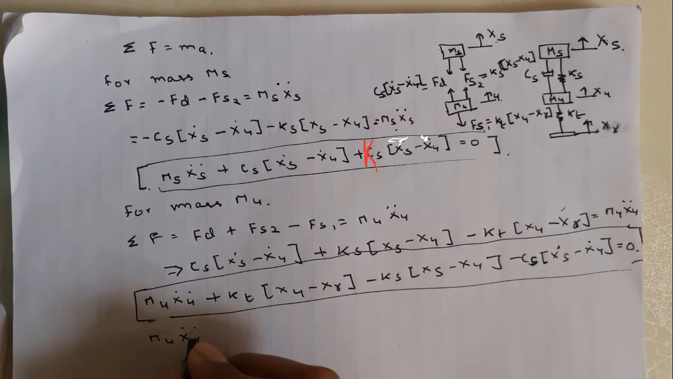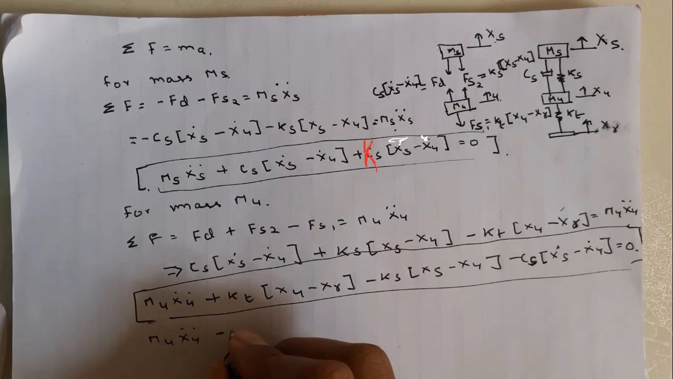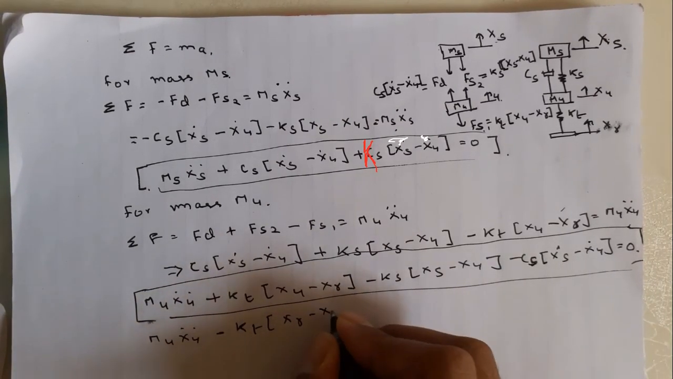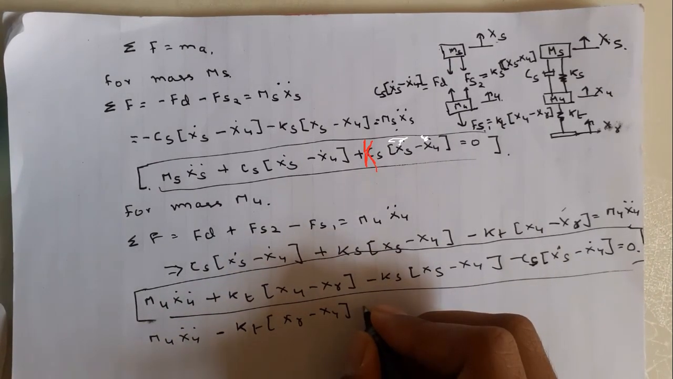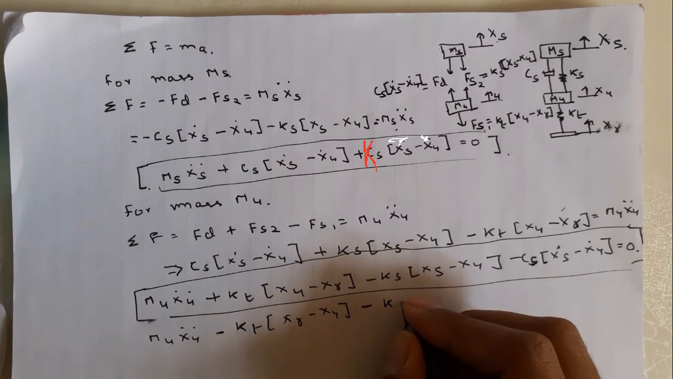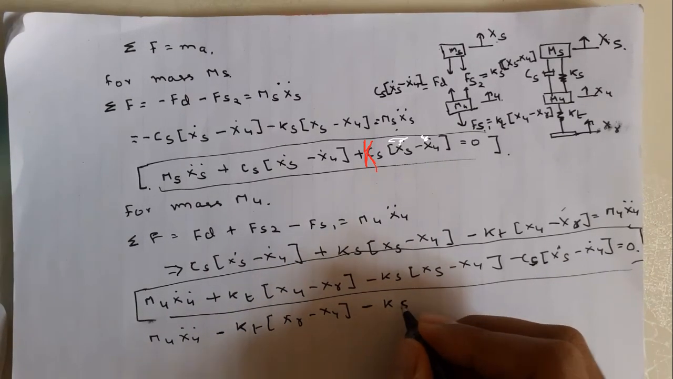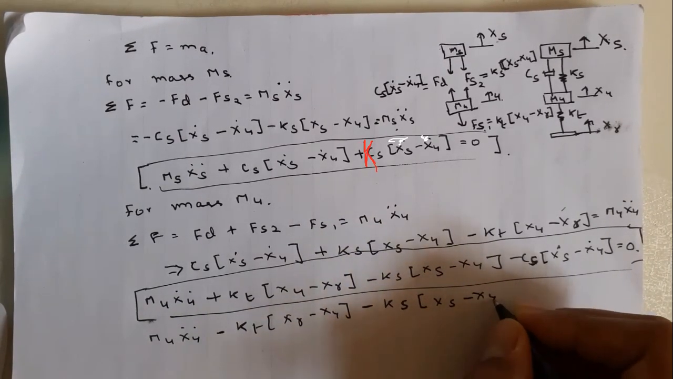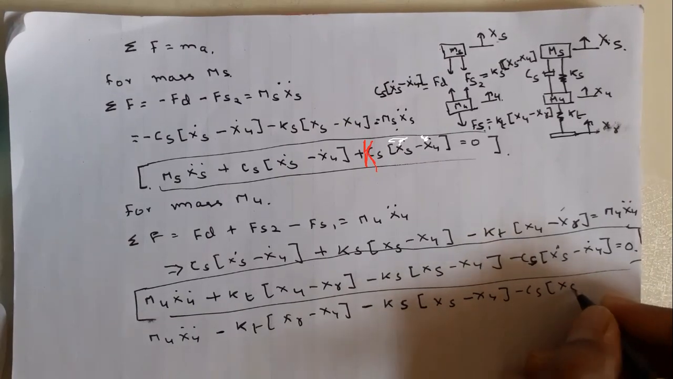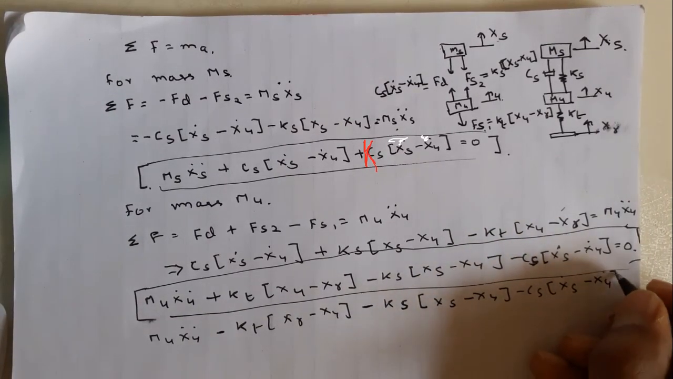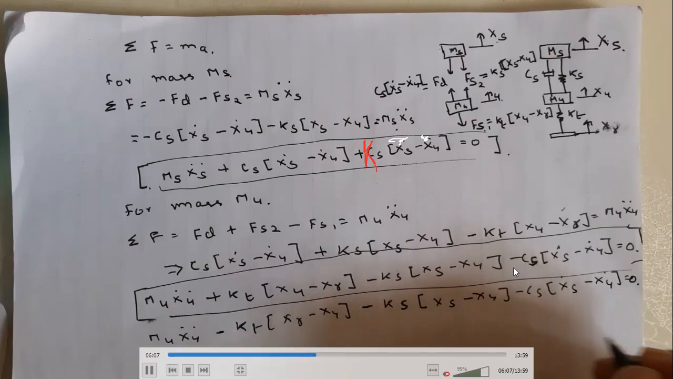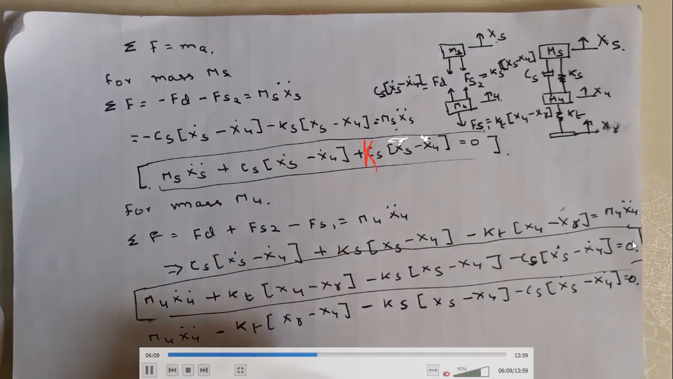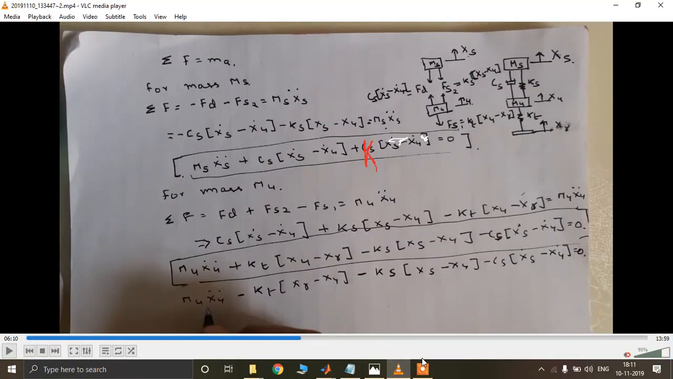So mu xu double dot minus kt xr minus xu, minus ks xs minus xu, minus cs xs dot minus xu dot. So this is our equation. Now we will compare it with the equation that was earlier provided.